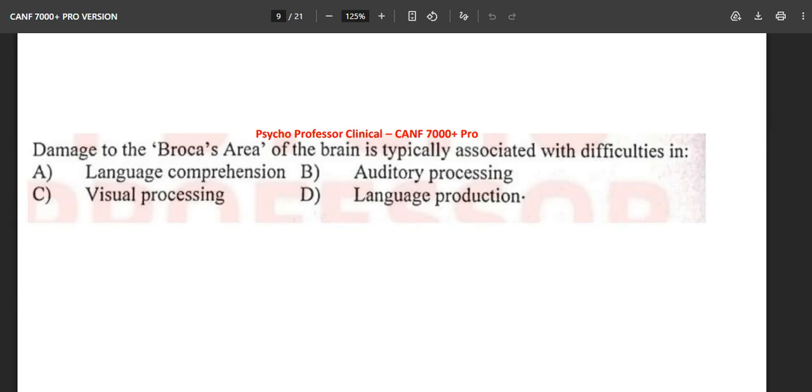Okay, and now once you know all these things, damage to the Broca area, why you will mark this, these are just completely random options.